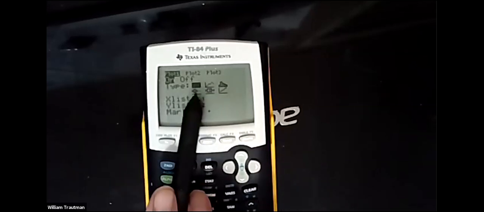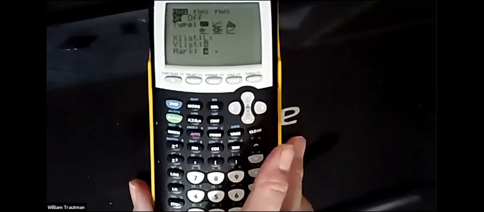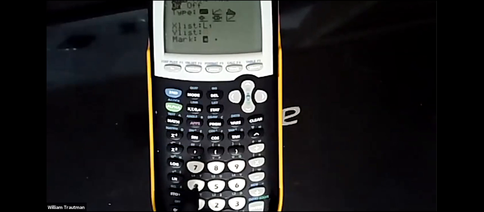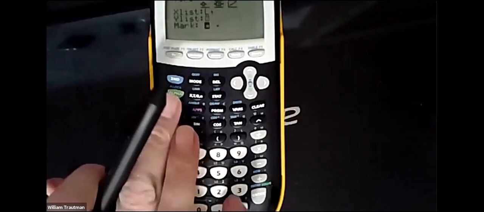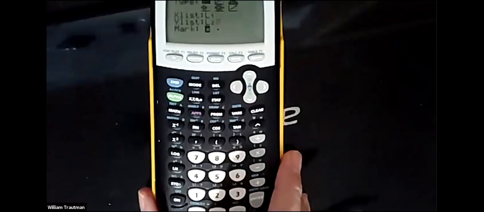So it's there. I have the stat plot on. Our list should say L1 or L2. Let's just say by some freak accident, I don't have L2. I need to put L1 as my x-axis and L2 as my y-axis. To get L2 in there, L2 is right above the number 2. If you look at the number 2, right above it, it says L2. So in that spot, I'm going to hit second number 2, and it types L2 in there.